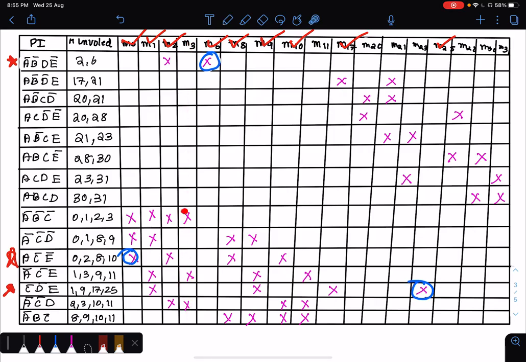In this column, there are three possibilities. If I select this, 0 is covered, 1 is also covered, 2 is covered, only 3 will be covered. If I select this, 1 is covered, 3 will be covered, 9 is already covered, 11 will be covered, 2 will be covered additionally. If I select this, 2 is covered, 3 will be covered, 10 is already covered, 11 will be covered additionally. I think there is a tie in this case.